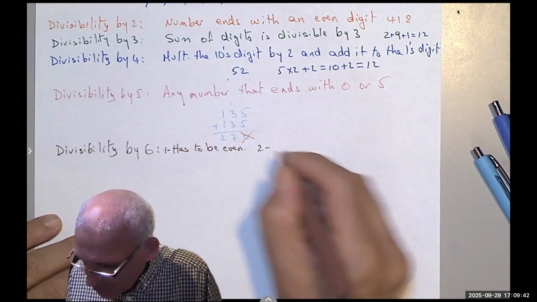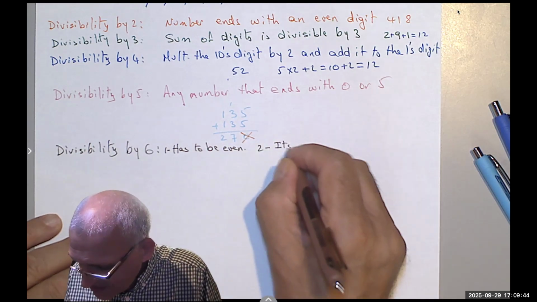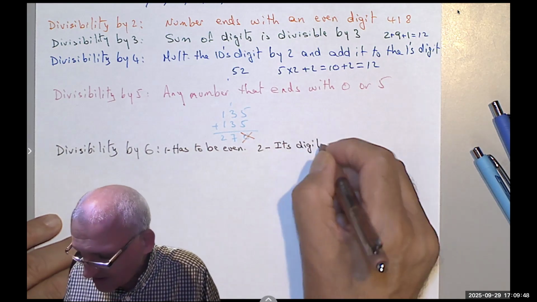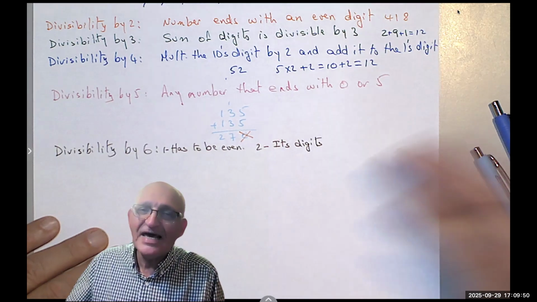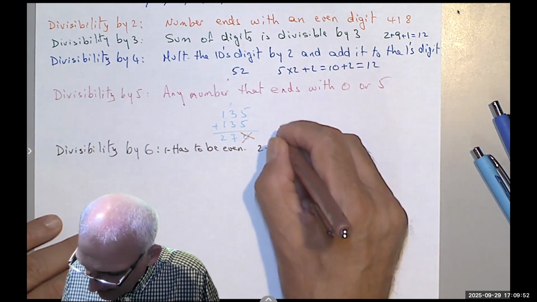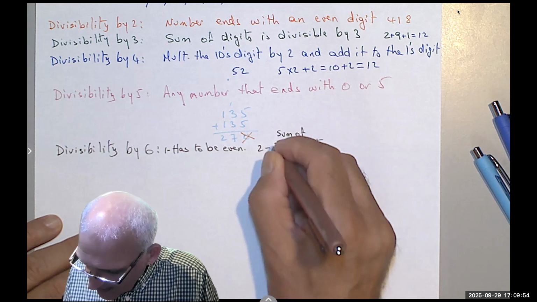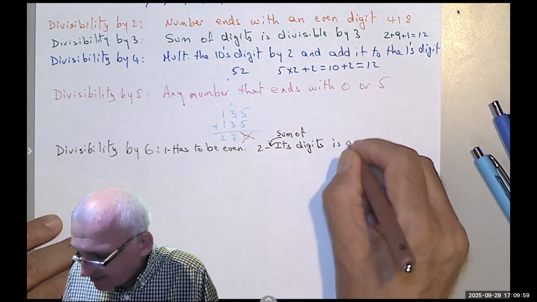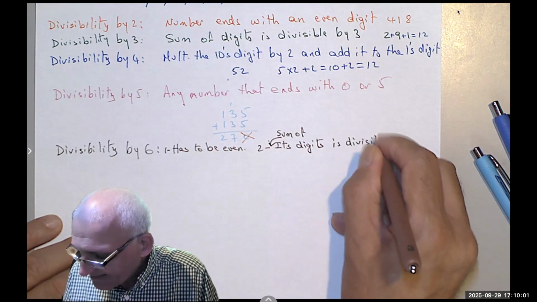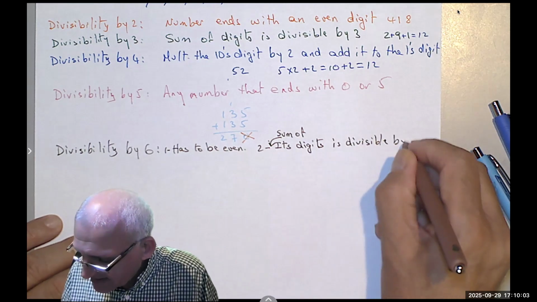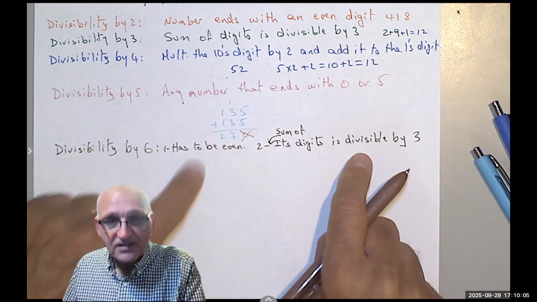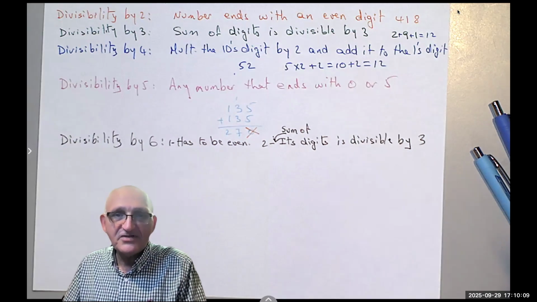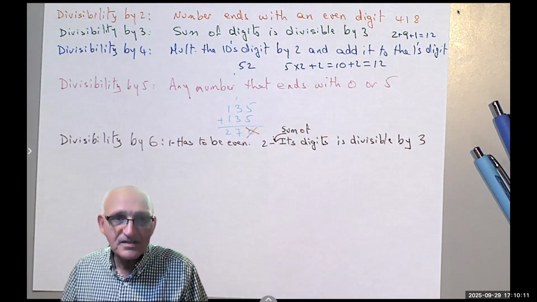And then number 2, the sum of its digits is divisible by 3. So that guarantees that it's divisible by 3, and the even check guarantees that it's divisible by 2. So definitely it's divisible by 2 times 3, or 6.